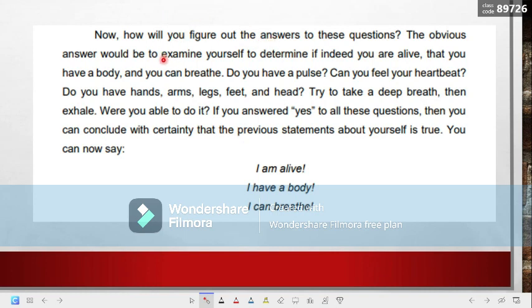The obvious answer would be to examine yourself to determine if indeed you are alive, that you have a body and you can breathe. Do you have a pulse? Can you feel your heartbeat? Do you have hands, arms, legs, feet, and head? Try to take a deep breath, then exhale. Are you able to do it? If you answered yes to all these questions, then you can conclude with certainty that the previous statements about yourself are true. You can now say, I am alive. I have a body. I can breathe.